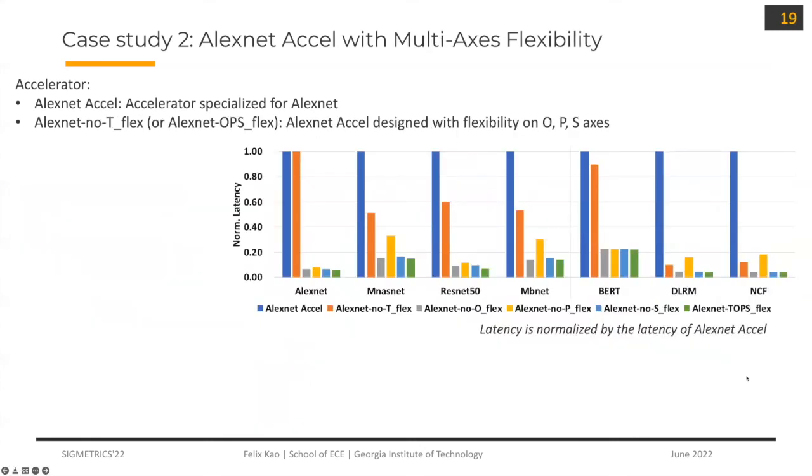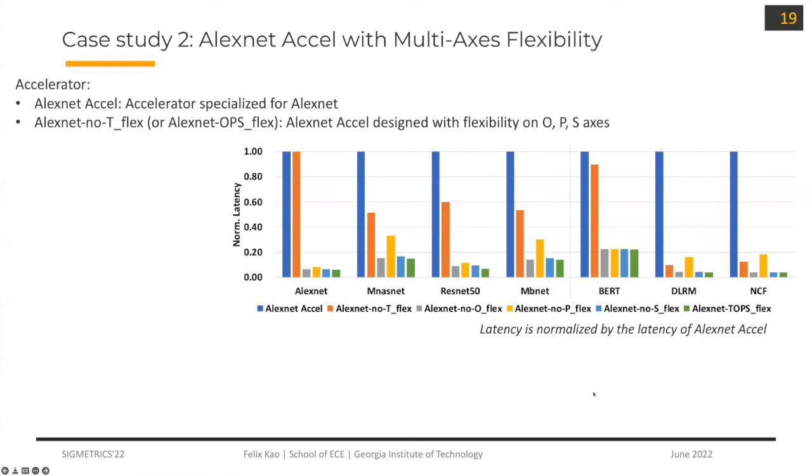Next, let's add more flexibility into the AlexNet accelerator. We do this experiment in a sensitivity analysis way, where we enable 3 out of 4 mapping axes to see how critical each mapping axis is. For example, AlexNet no T-flex means the AlexNet accelerator with all mapping axes enabled except T-flexibility.